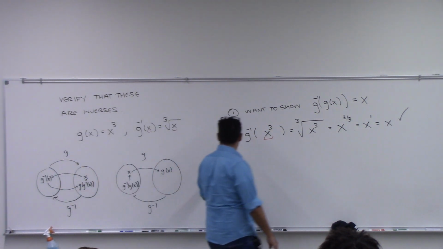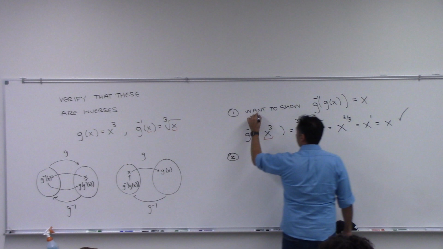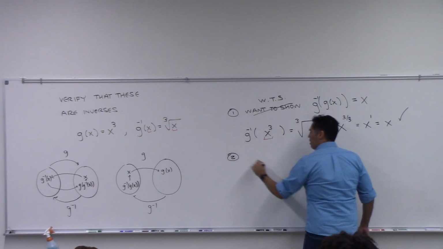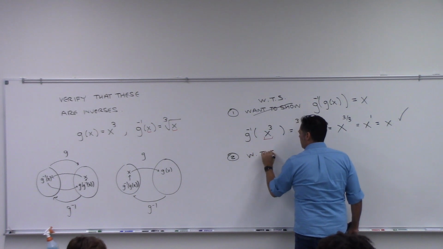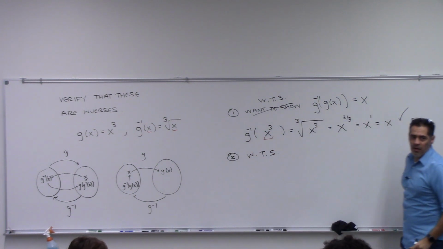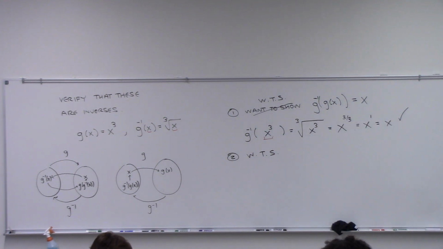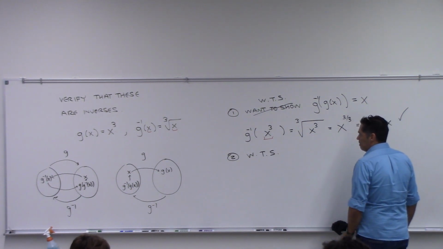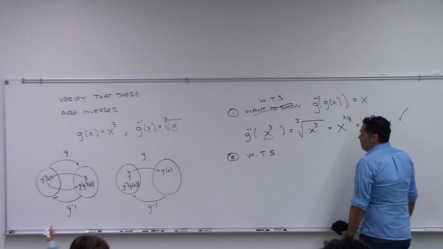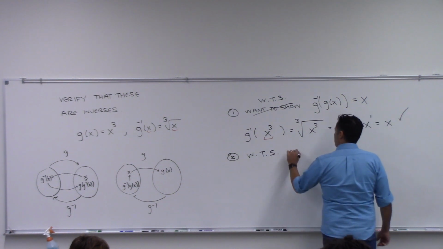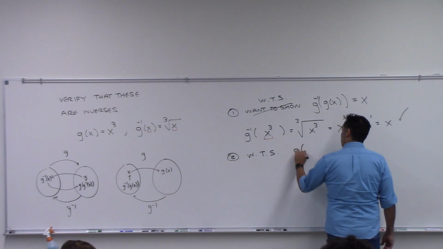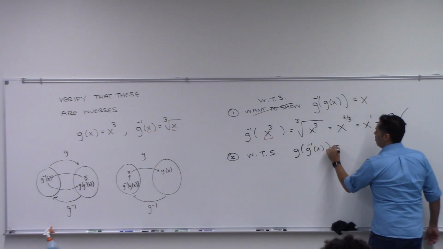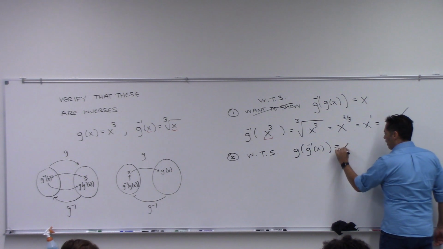So we want to show that. Instead of writing "want to show," I'll put WTS. Believe it or not, that's what mathematicians use. We actually write WTS. It's not just me being that lazy. That's what mathematicians actually use in papers. So what do I want to show? This time if I take g and inside of it I put g inverse of x, that this will come out to be x.